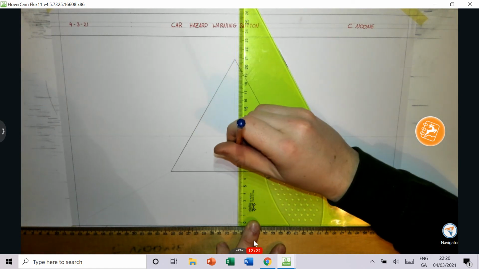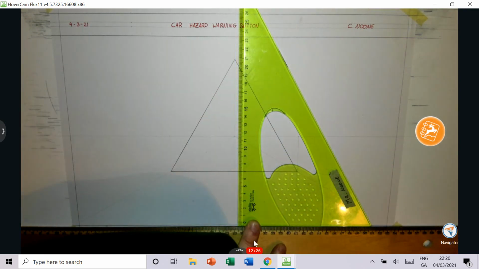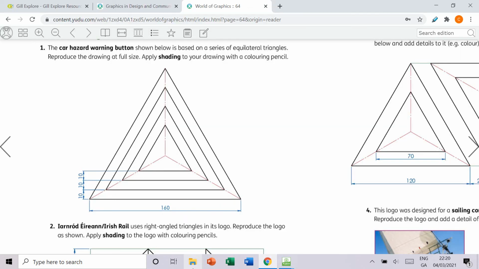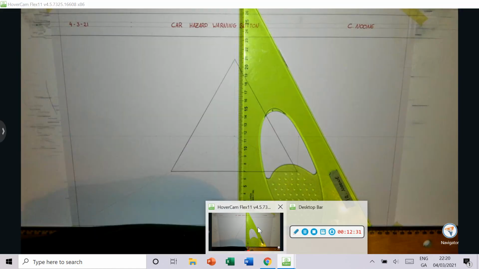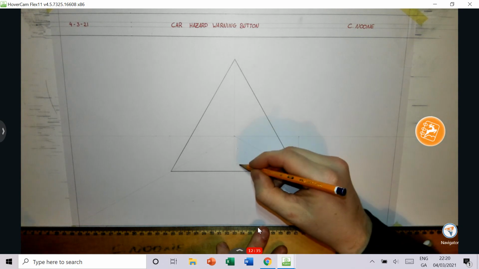10, 10, and I actually don't think there's a fourth one, there's just 10. Yeah, 10, 10, and 10. So there's 3 measurements of 10. Okay, so I've indicated them with small little dots.